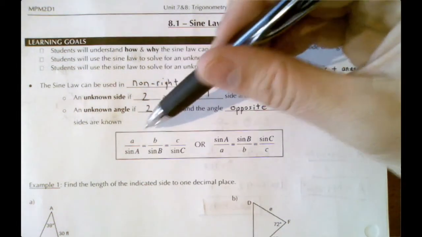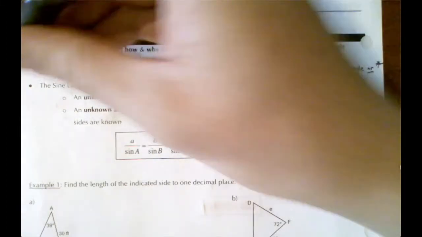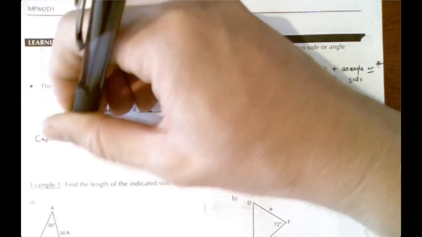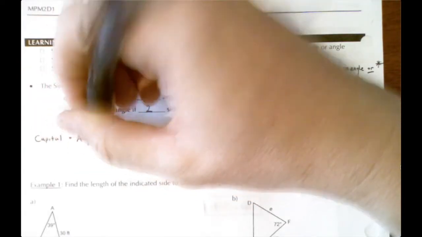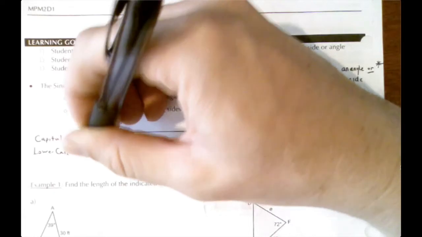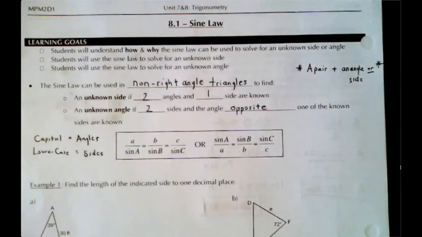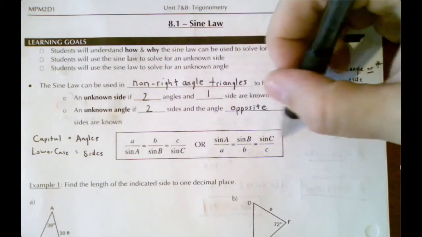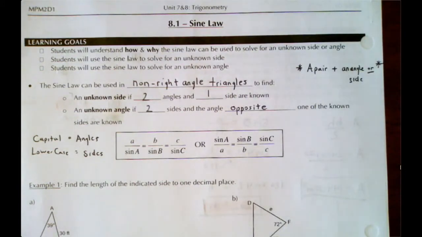But why are there lowercase and uppercase letters? Well, if you remember, capital letters mean angles, and lowercase is sides. So in this version, we have all the sides on top, and in this version, we have all the angles on top. Now, why would we have two versions?